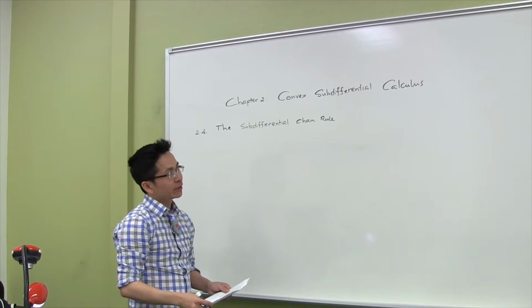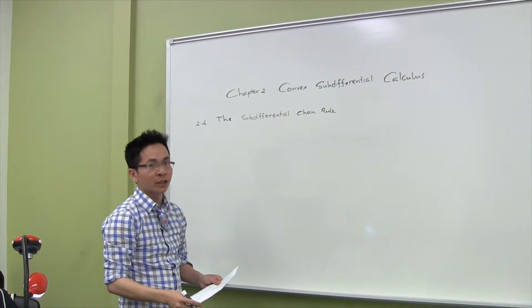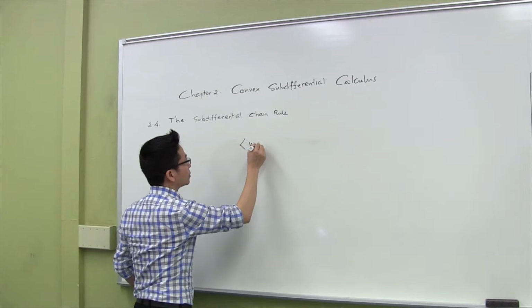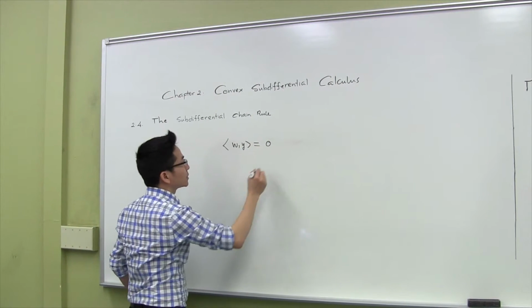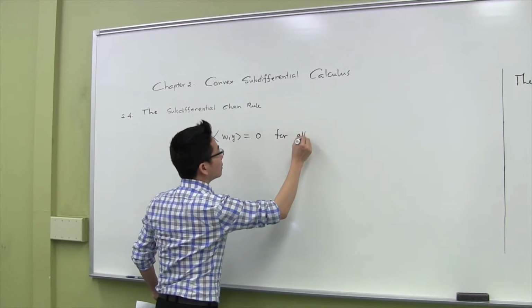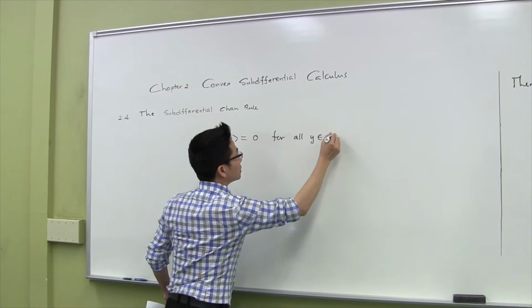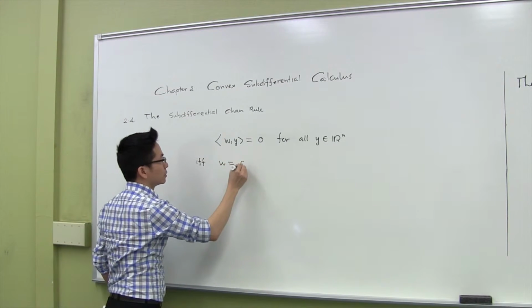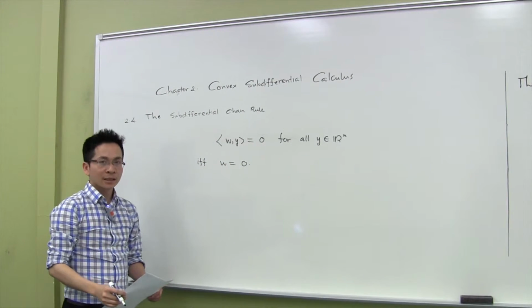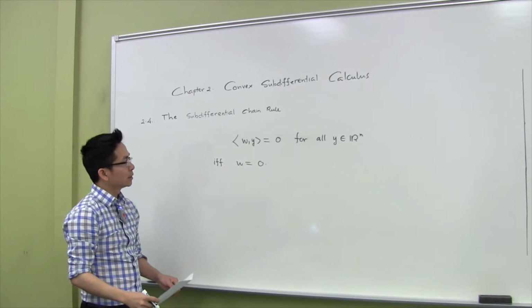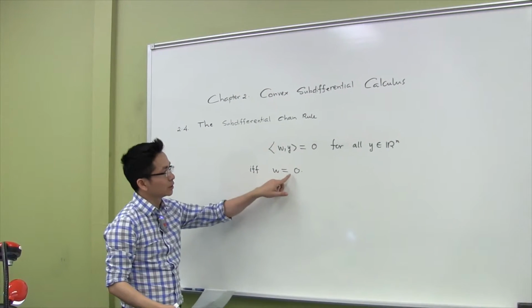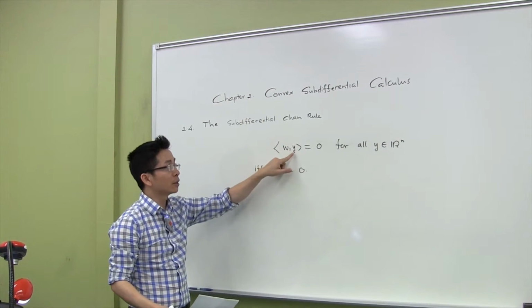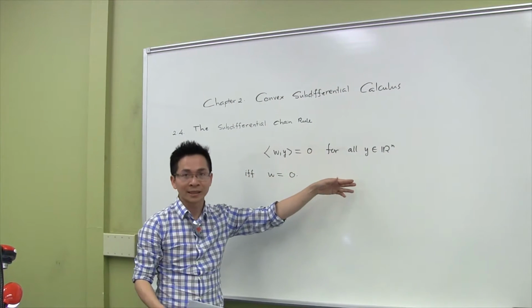Note that in the proof of the previous lemma we used the following useful fact. The inner product of W and Y is equal to 0 for all Y in Rn if and only if W is equal to 0. This fact is very easy to see. So if W is equal to 0, then we can see easily that the inner product of W and Y is equal to 0 for any Y in Rn.